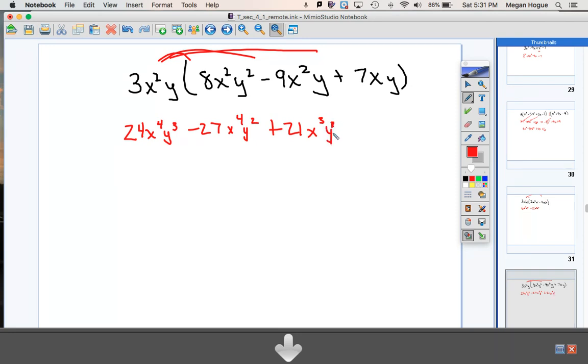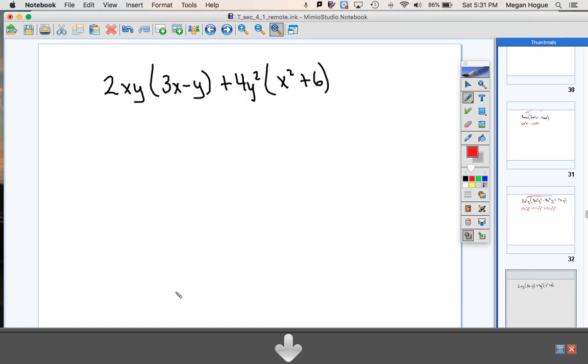Ooh. A little squared in there. Didn't show up very well. Let's see if I can do a little better. There we go. And looking at those, none of those match. Those both have x to the fourth, but the y's don't match, so those are not like terms. So nothing else I can do there.